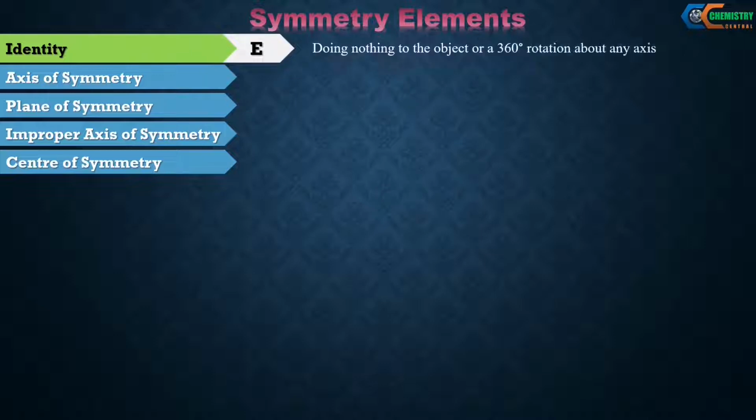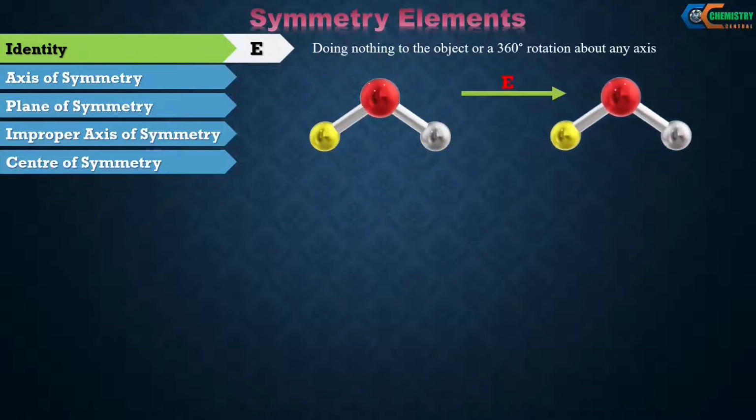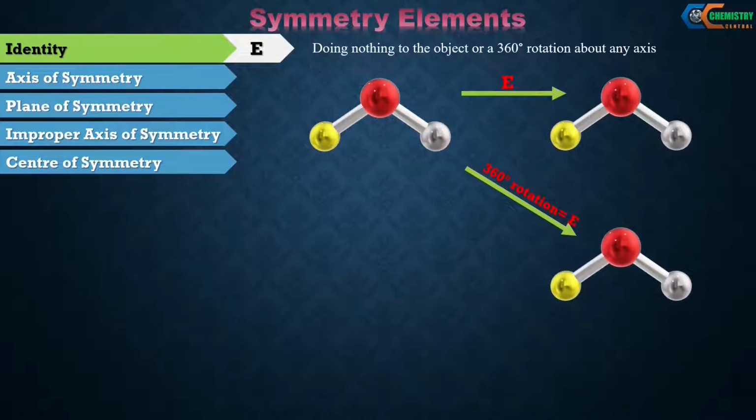Identity means doing nothing to the object, that is, we just imagine a molecule in a 3-dimensional space and nothing else. Alternatively, we may regard it as a 360-degree rotation about an axis, which also gives us the identical orientation of the molecule. Identity operations simply leave the body unchanged. We can assume it as assigning particular coordinates to a body in three-dimensional space.